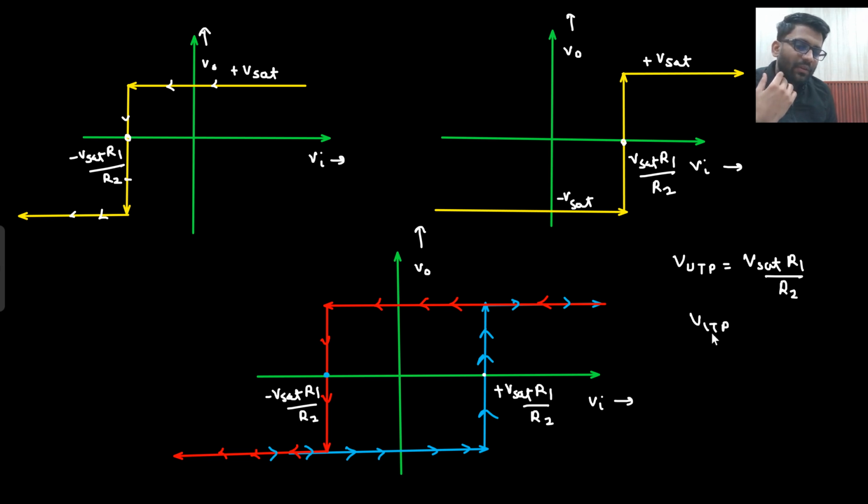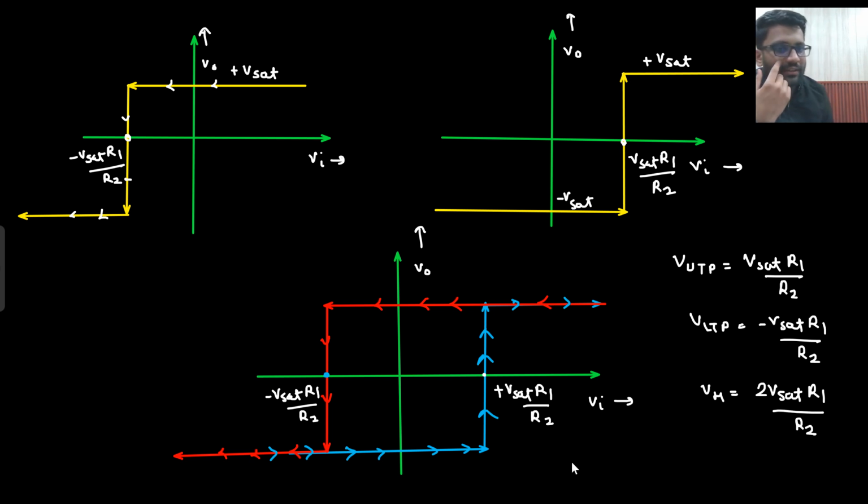Okay, so the one which is at a higher value is your upper threshold, and the one which has a lower value is your lower threshold. What is your hysteresis width? 2 into V set into R1 by R2. Okay. And what kind of characteristic are you getting? Non-inverting.